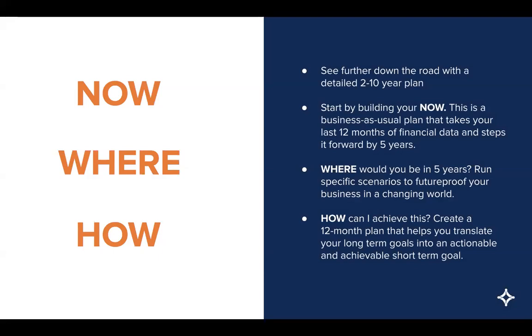So how does this work? Scenario 2 lets you see further down the road with detailed 2 to 10 year plans. A lot of flexibility there from 2 all the way up to 10 years. You can start by building the now. This is a business as usual plan and takes your last 12 months of financial data and steps it forward by 5 years, or by your chosen amount of years. Doing this helps create a picture of where your business is headed in its current state. This becomes your guiding North Star, a very, very important thing to have.